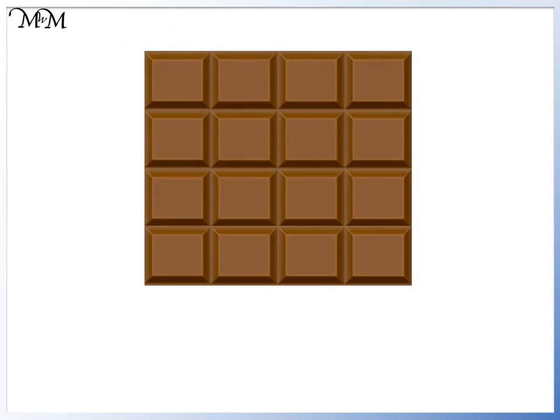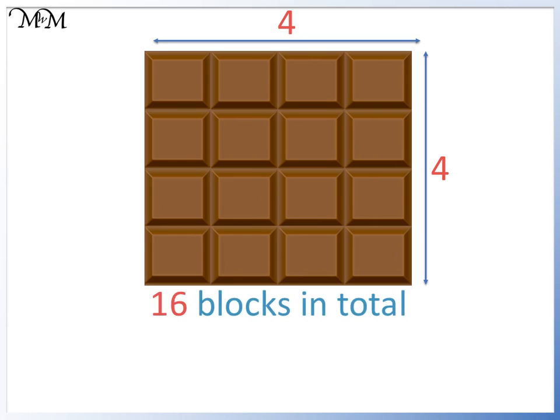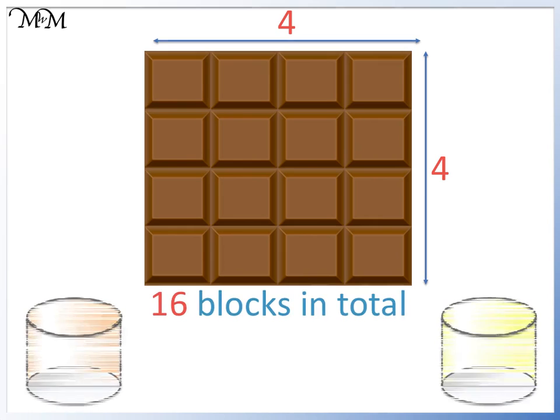Here we have a different bar of chocolate. It measures 4 blocks by 4 blocks. This gives us a total of 16 blocks of chocolate. We want to share it between 2 people. We will place the chocolate for one person in the orange pot, and we will place the chocolate for the other person in the yellow pot.